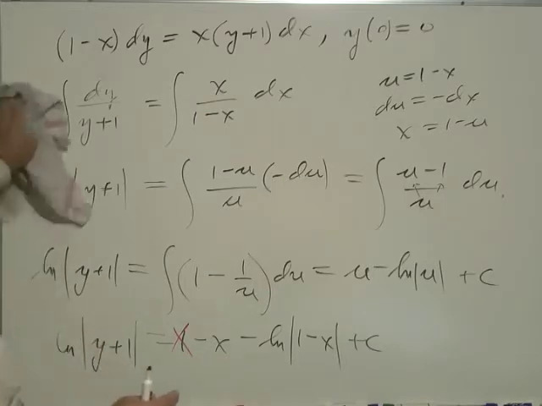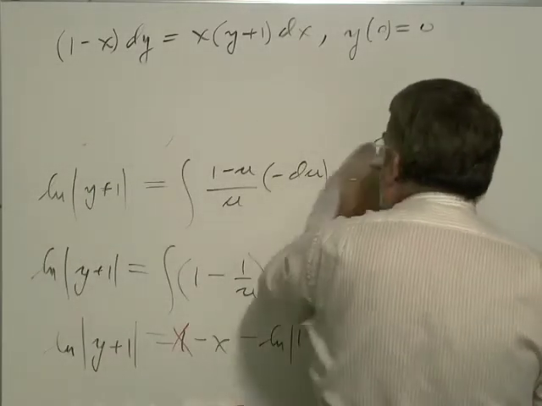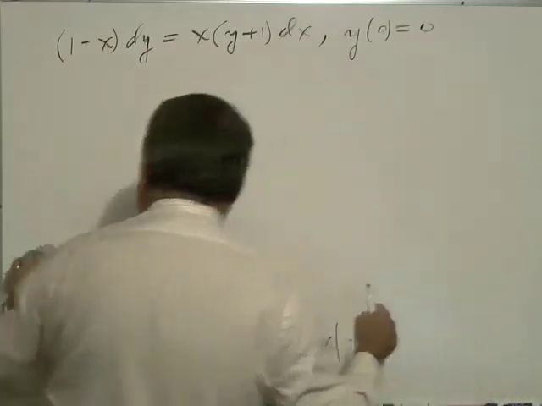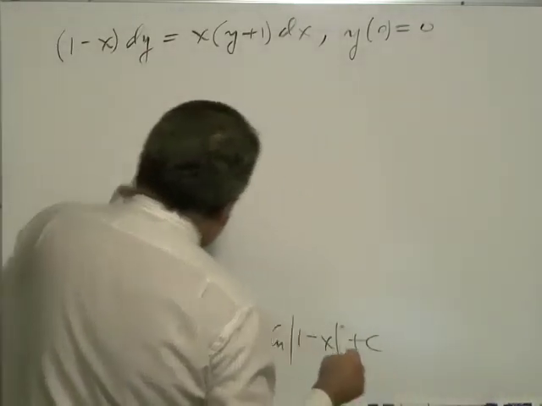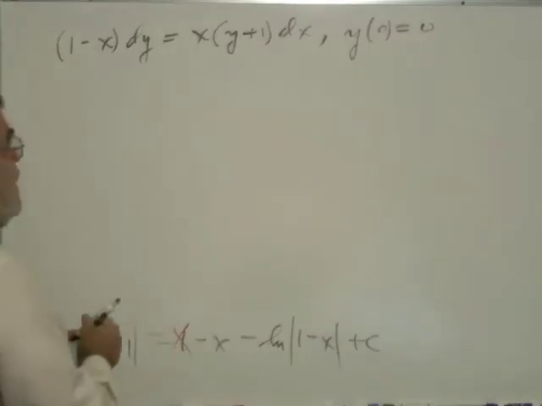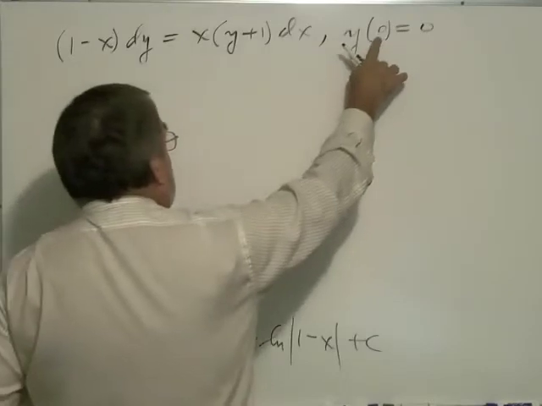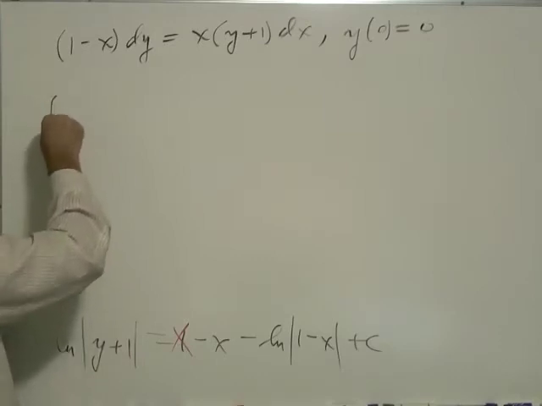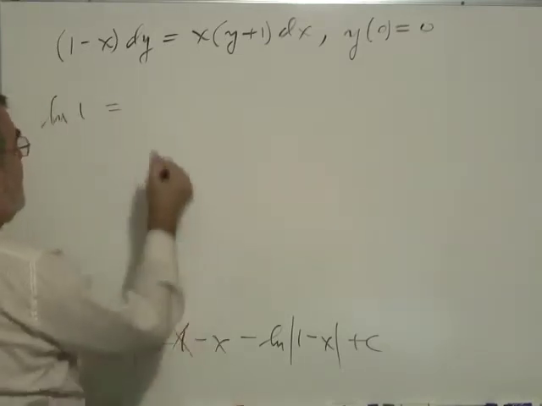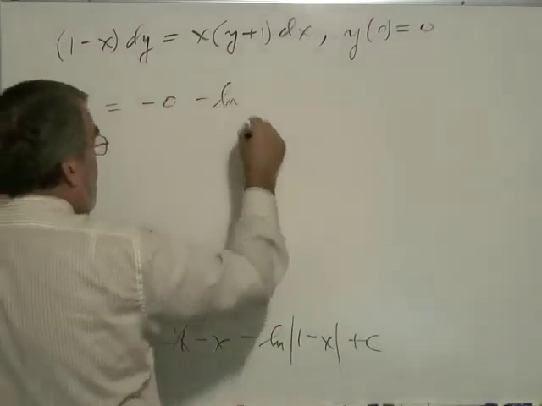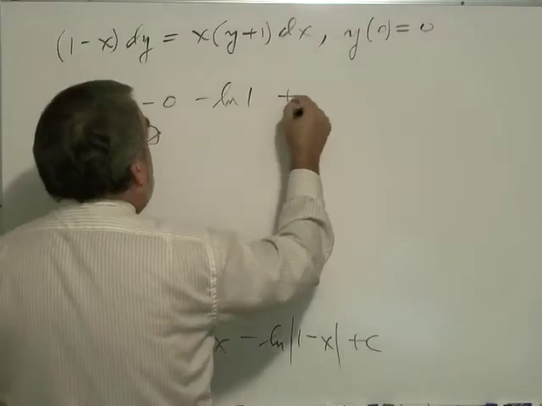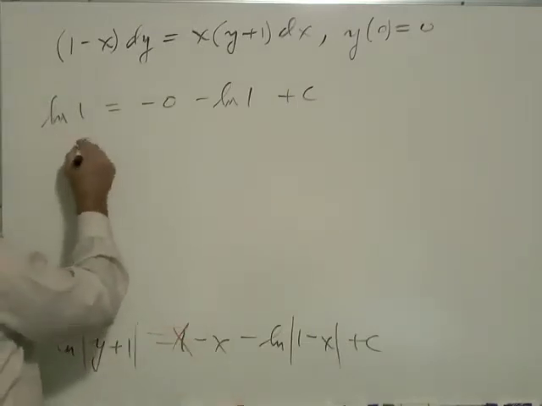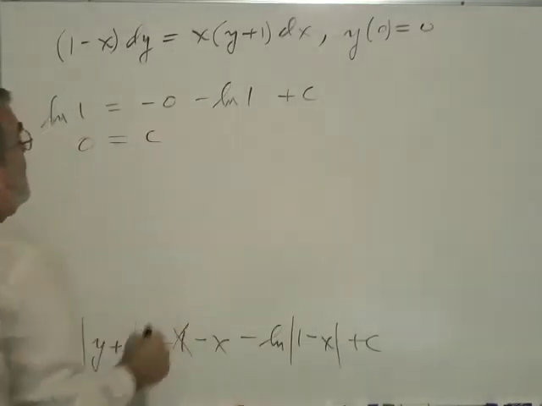Alright, well, let me make some room here. At this point, I'm inclined to go ahead and put in the initial conditions, because the initial conditions allow you to figure out what that constant is, what that c is. So when I plug it in, when x equals 0, y equals 0. So this will be natural log of 0 plus 1, natural log of 1, is equal to minus 0 minus natural log of 1, plus a constant. And what's the natural log of 1? It's 0. So c equals 0.